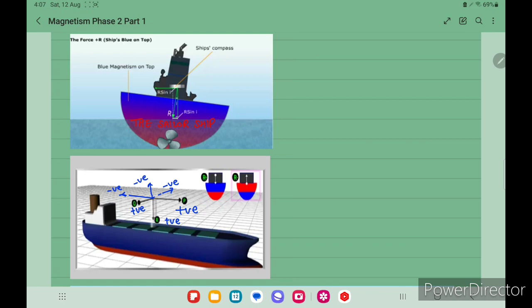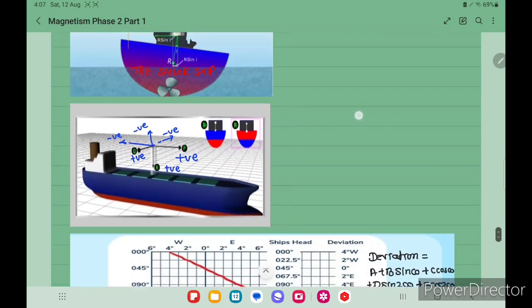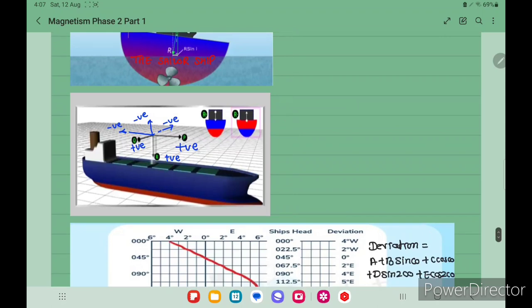As we discussed already in that video, we have the ship's compass with the blue magnet on the top and the red on the bottom. Here we discuss all the forces: force P, Q, R, which is permanent ship's magnetism acquired during vessel building and with the heading. For force P, the positive side is forward and the negative side is aft. In force Q, the positive side is starboard and the negative side is port. In force R, downward is positive and upward is negative.